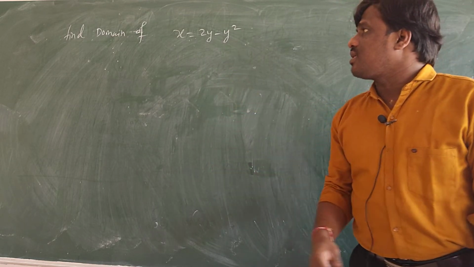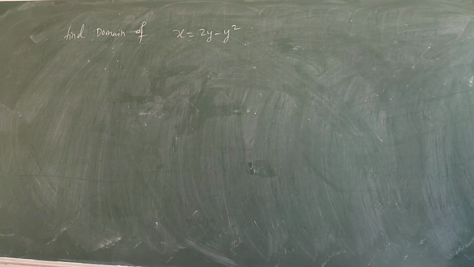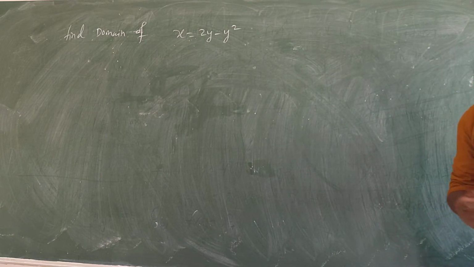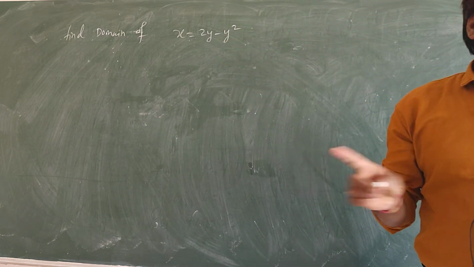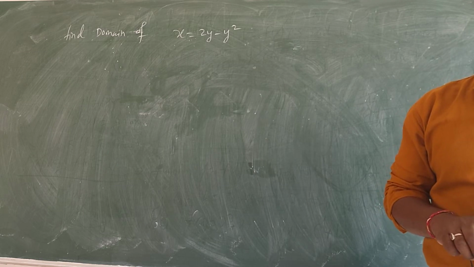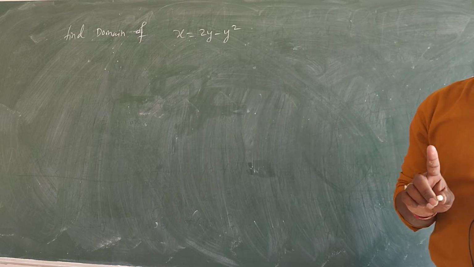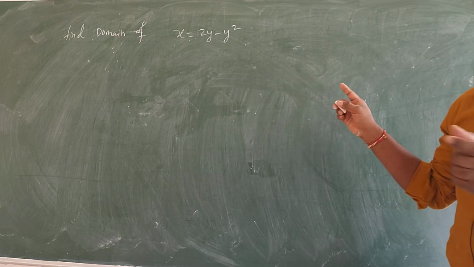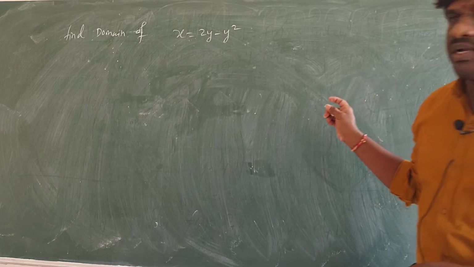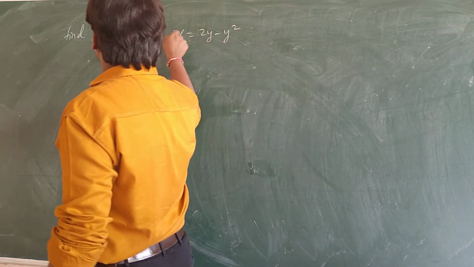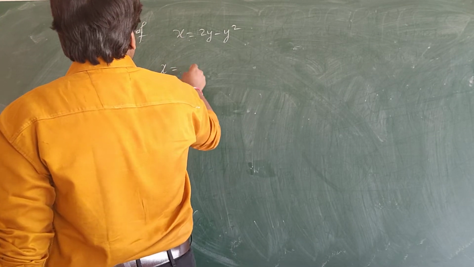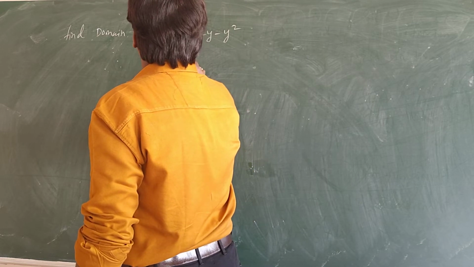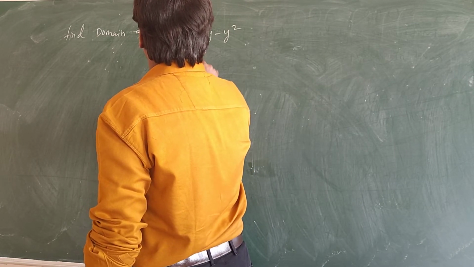And now the question is, find the domain of x is equal to 2y minus y square. You have to find the domain of this. When I want to find the domain, I should express this completely in y. Are you getting it? Here x is equal to an expression in y. So if you express it completely in y, then the domain you can find out. So x is equal to, I can write this as minus y square plus 2y.